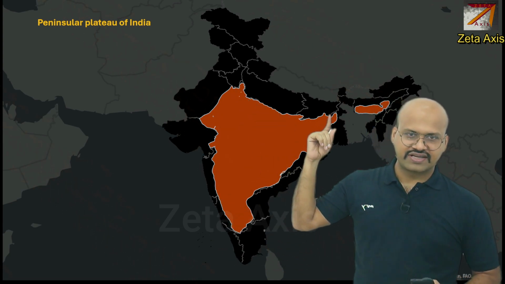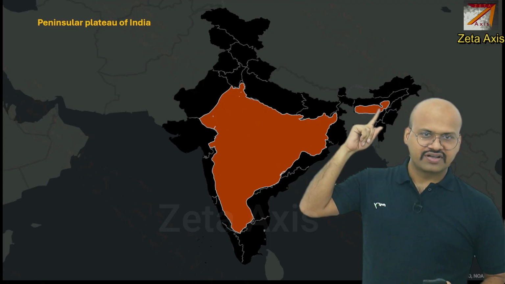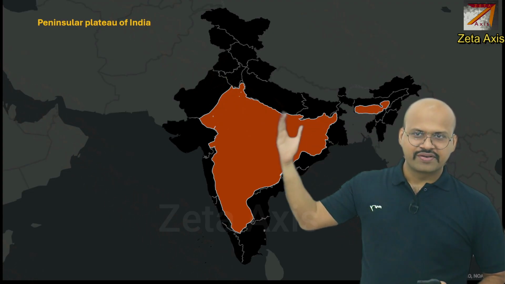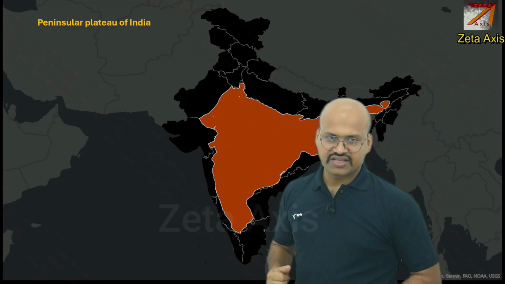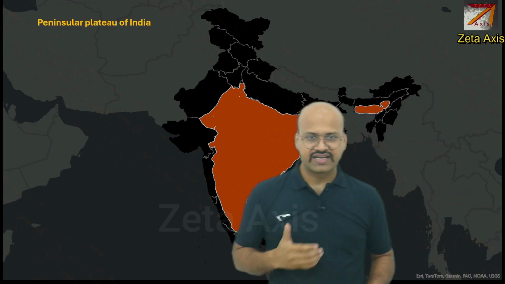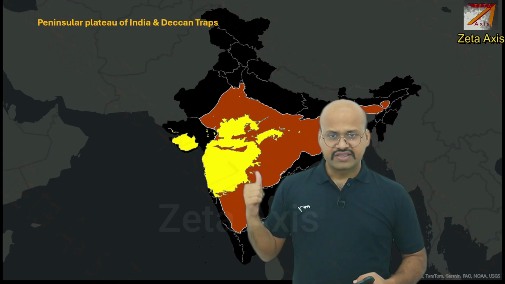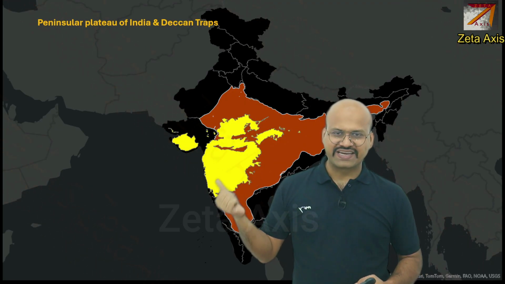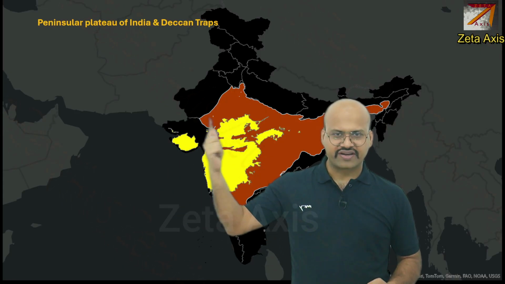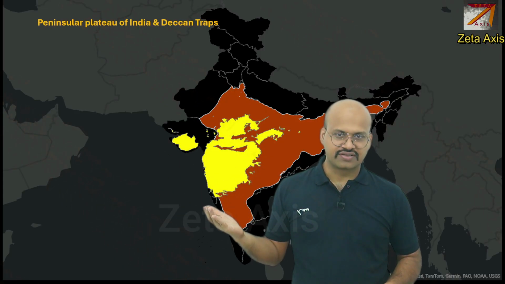And here we can see that till West Bengal and even in Meghalaya, we have this peninsular plateau. So the peninsular plateau covers a very large part of our southern India as well as some part of our central and northern India. In the middle or in the western side of the peninsular plateau, we have these Deccan Traps. So this region of Deccan Traps has black soil, we have already seen.